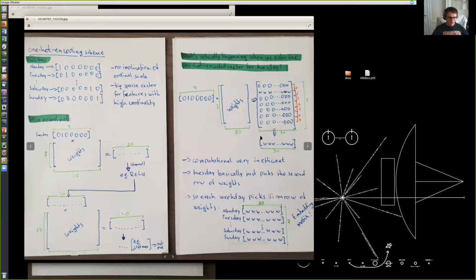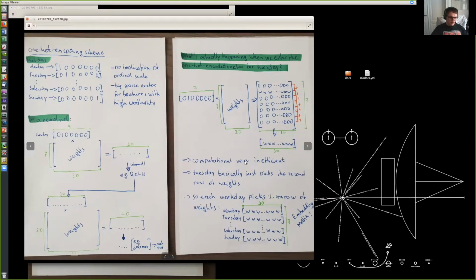But this is very inefficient. You are doing a lot of multiplications and additions you don't have to do, because the output is really just the second row in this matrix. And this is what Jeremy was referring to as a lookup table. You can solve this by really just looking up the second row in this weight matrix. And the same thing is for Wednesday. When you have Wednesday, it's picking the third row, and Sunday the seventh row. So there's really no need to do that.